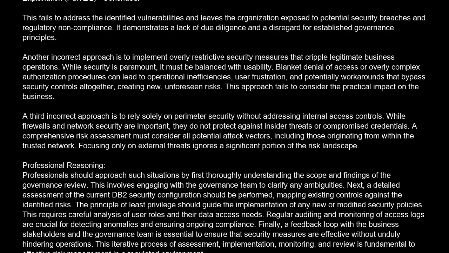Regular auditing and monitoring of access logs are crucial for detecting anomalies and ensuring ongoing compliance. Finally, a feedback loop with the business stakeholders and the governance team is essential to ensure that security measures are effective without unduly hindering operations. This iterative process of assessment, implementation, monitoring, and review is fundamental to effective risk management in a regulated environment.